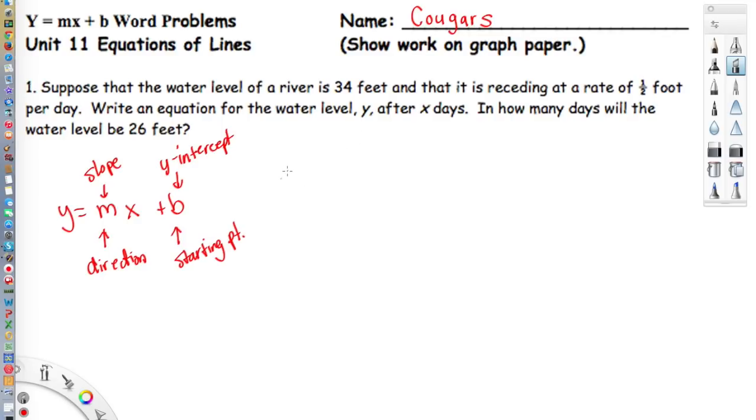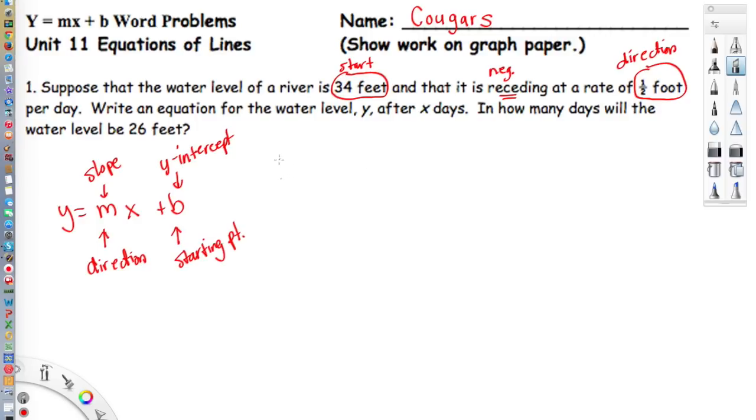Okay, so when I look at this, it says that the river starts at 34 feet. That's its current depth. Okay, so that's our starting point. And it's receding. Now receding tells me it's going down, which would tell me that the slope's going to be negative. You're going down. It's decreasing. So it's negative. And then our rate, which is really our slope or direction, is a half foot per day. Okay, so there we go.